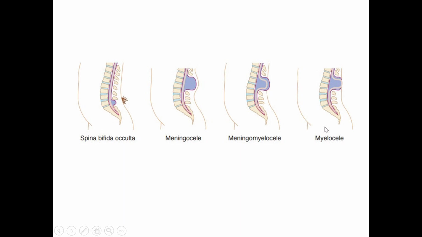And then you have the myelocele. Myelocele is the type where there is incomplete development of both the vertebral column as well as the spinal cord.